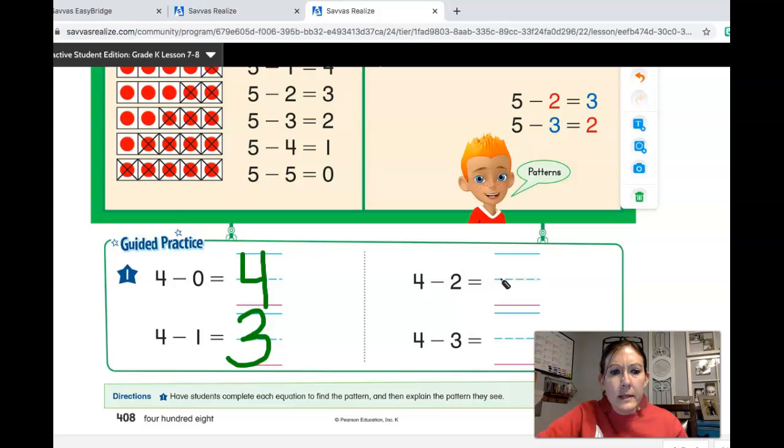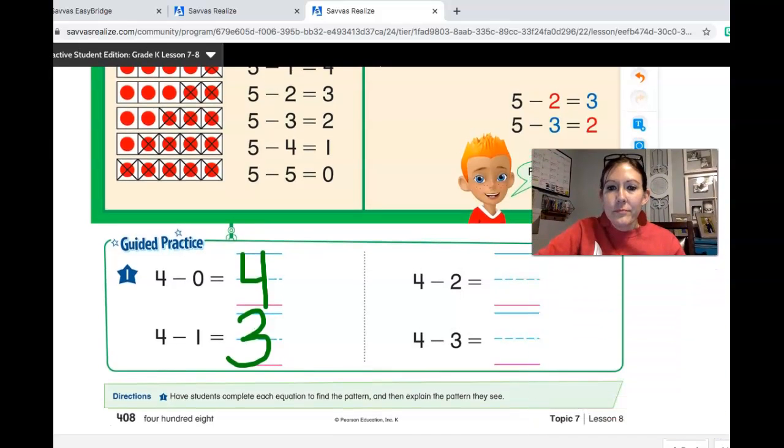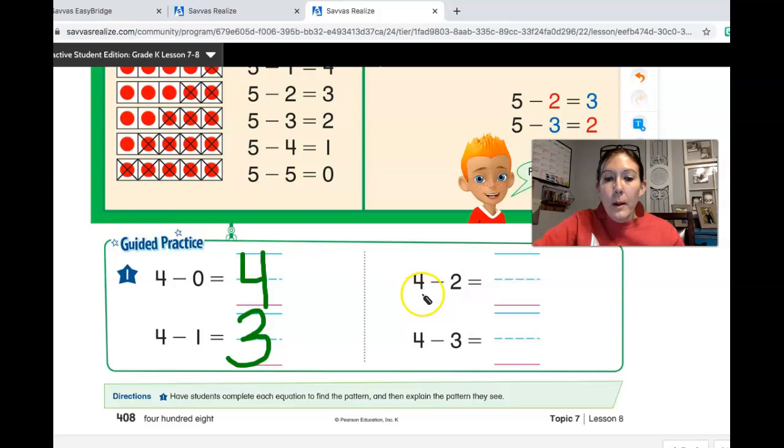If we follow that same pattern, 4, 3. Are you saying it? Let's see if we can solve it together. 4 minus 2. 4 fingers up. Minus means take away, so we are going to put down 2 fingers. Do it. 1 finger down, 2 fingers down. How many fingers do you have left up? I hope it's 2. Right, 2.